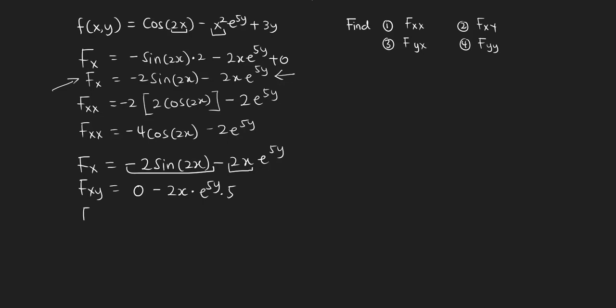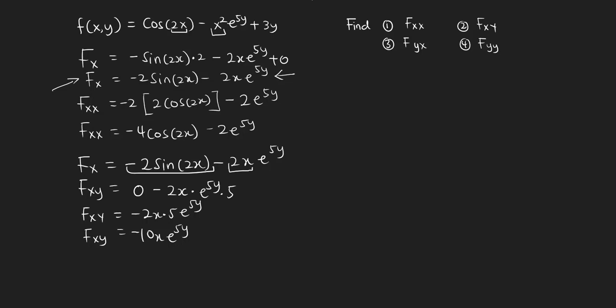So in simplifying this, I'm going to have fxy equal to minus 2x multiplying 5 e to the power 5y. So that gives us fxy equal to minus 10x e to the power 5y. Okay, so this is what you have now.